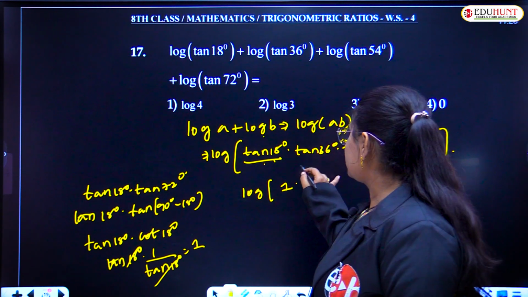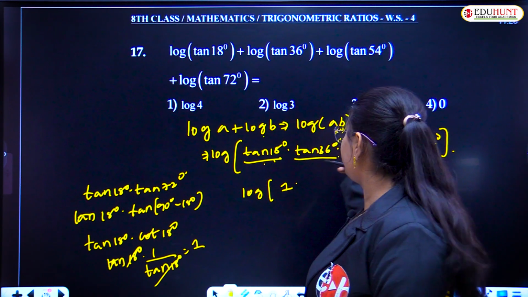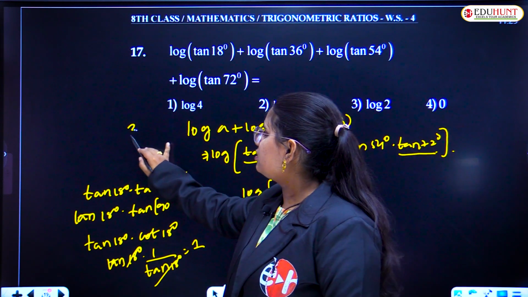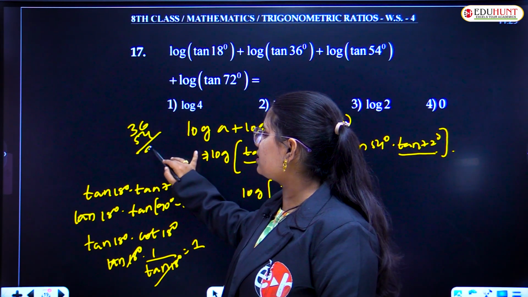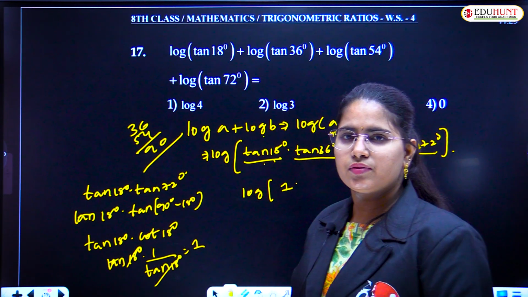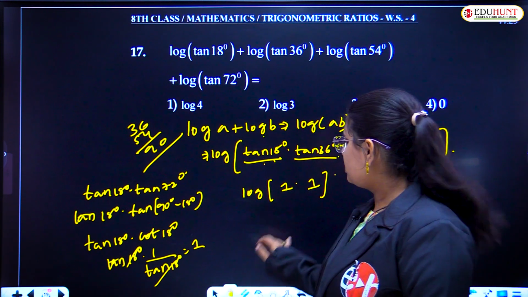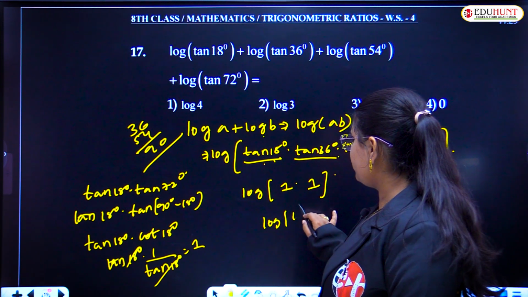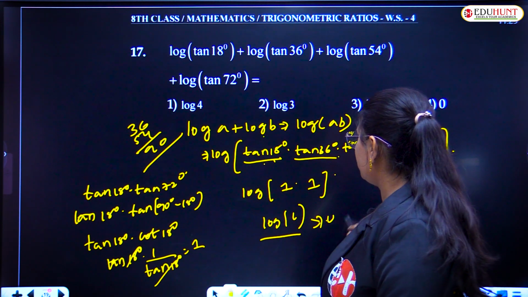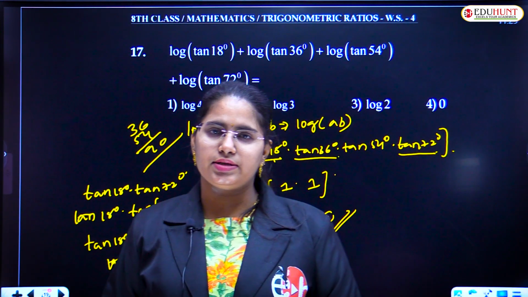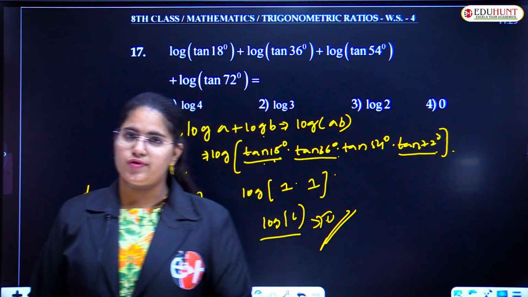Of course. So next one, tan 36 and 54. Obviously this also equals 1, right? Because 36 plus 54 is equal to 90 degree. So this is also equal to 1 over here. So log of 1 into 1 is log 1. What is the value of log 1? It's 0. What is the value of log 1? It's 0.